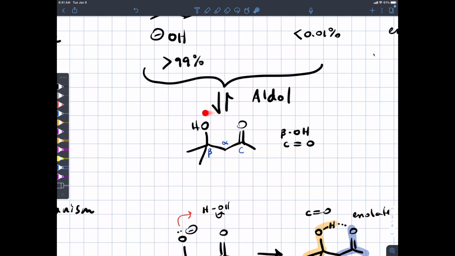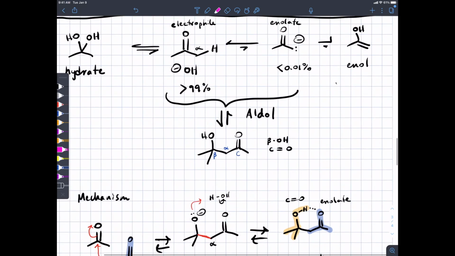So when you see a beta-hydroxy carbonyl compound, right away you should be thinking, I could have gotten this portion of the molecule from a carbonyl compound, and I could have gotten this portion of the molecule from an enolate. And that would have been formed by making this bond between alpha and beta carbons.